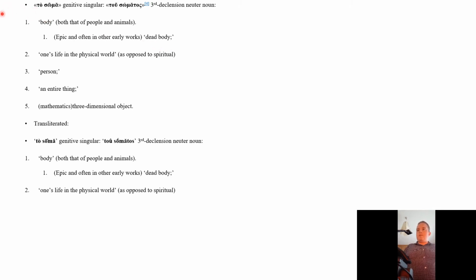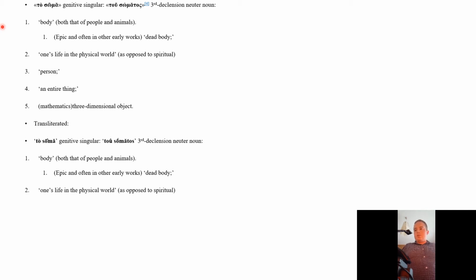And so to soma, genitive singular tou somatos, and this is a third declension neuter noun, and it means body, both that of people and animals. One, epic dialect, and often in other earlier works, dead body. Two, one's life in the physical world as opposed to spiritual. Three, person. Four, an entire thing. Five, mathematics, three-dimensional object.